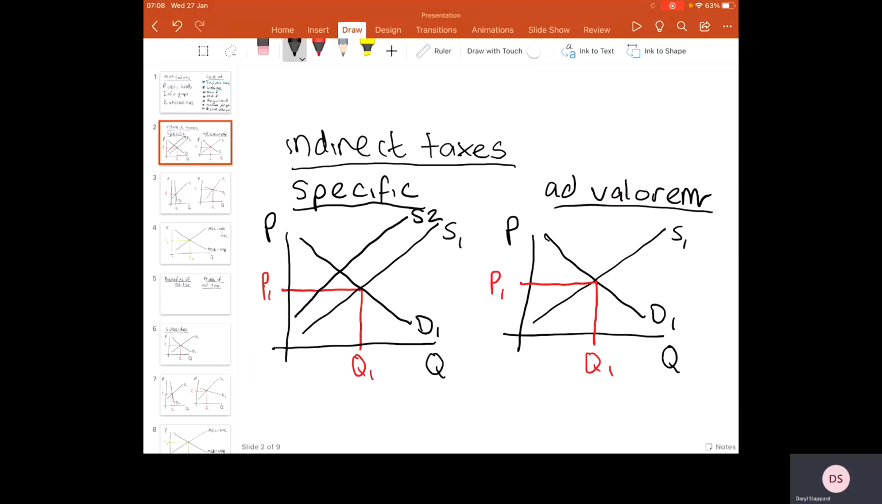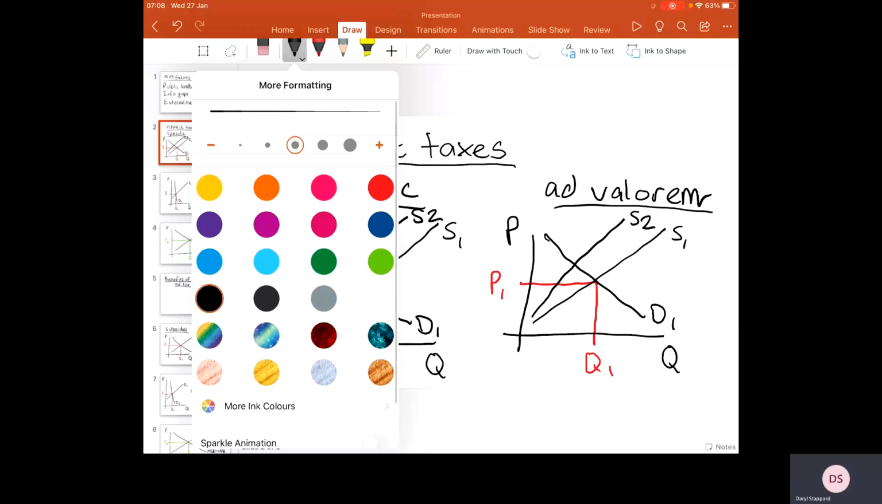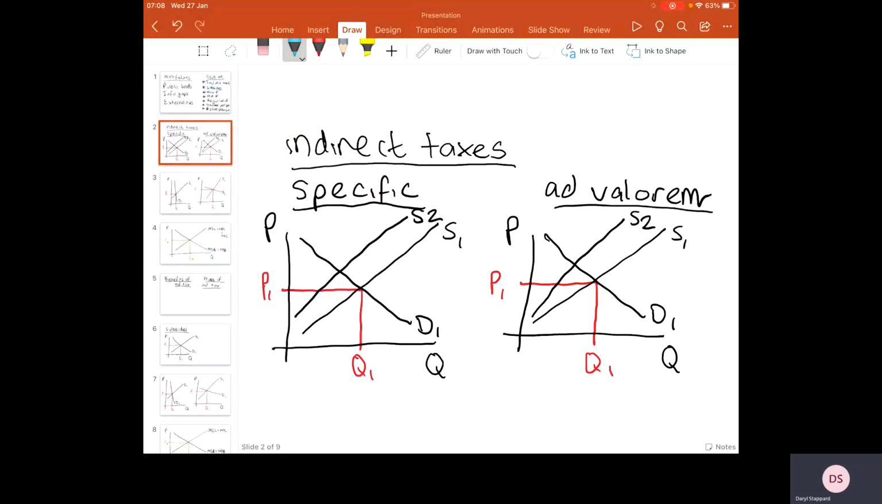But we can also have what we call an ad valorem tax, which is a percentage of the selling price as a tax. This would therefore mean the higher the selling price, the higher the tax will be on the business. That will therefore create a non-parallel shift. Now, the vertical distance between the supply curves is measuring the tax per unit.